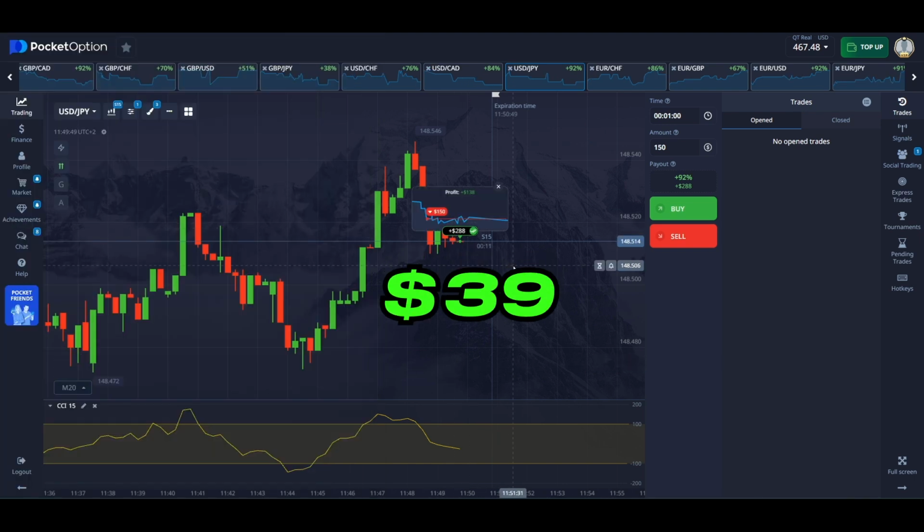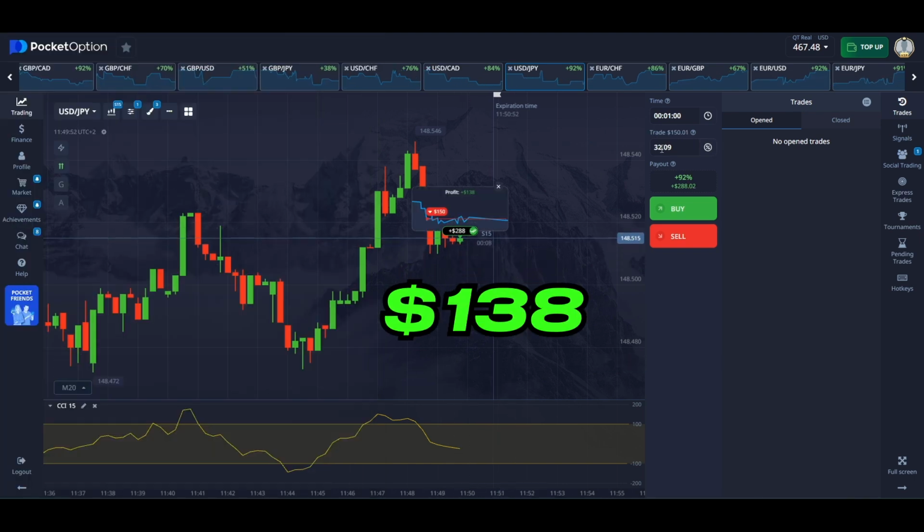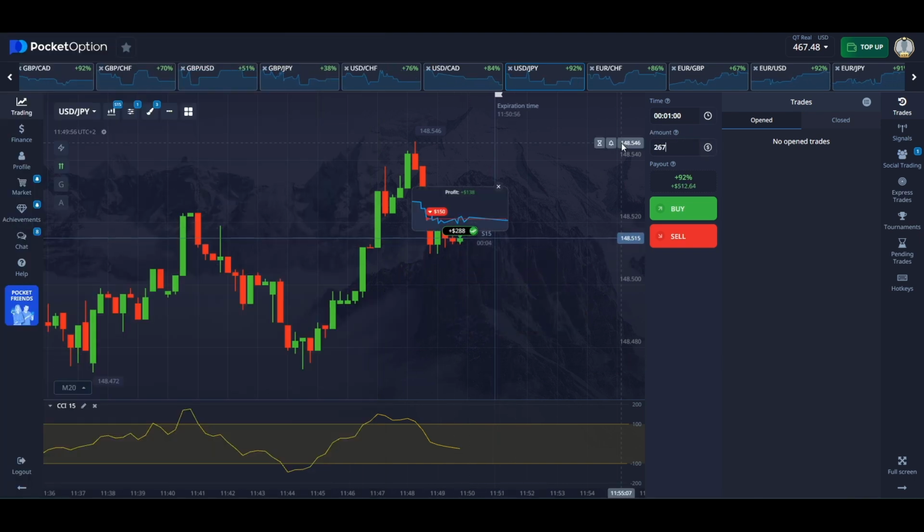A great trade brings me $138. As you can see, I've already doubled my deposit. And let's open the next trade in what's called break even. So now, if I lose on this trade, I won't lose anything except for the time I spent recording this video. But if I win, I'll get a really good amount, and I'm not risking my initial deposit.